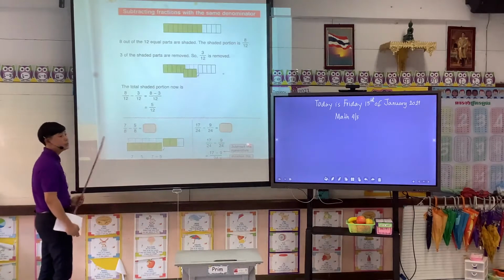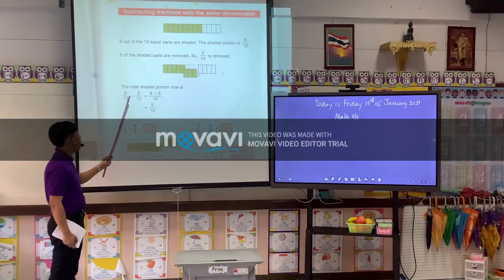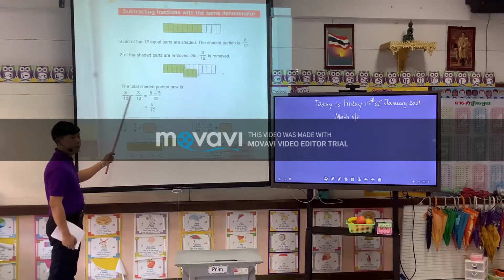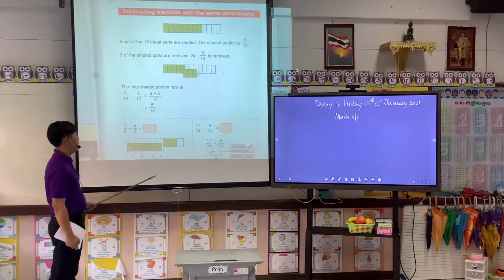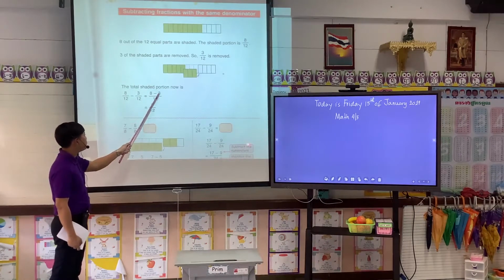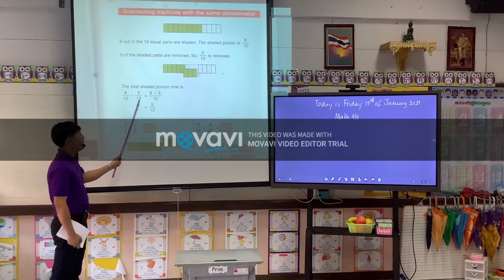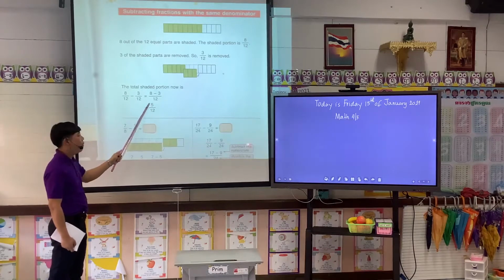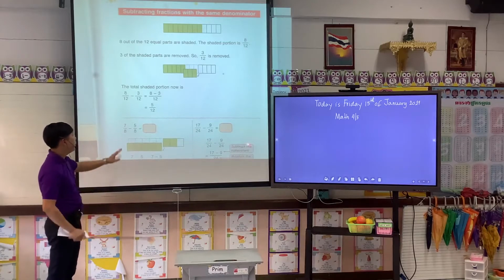So we need to subtract the numerators. This is the numerator. By the way, 8 over 12 and 3 over 12 are both proper fractions. Okay, 8 minus 3 equals 5. And the denominator we need to maintain or copy. 5 over 12. So the answer is 5 over 12. Do you understand?